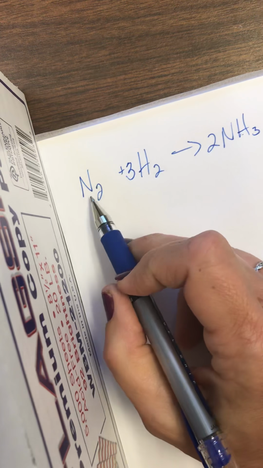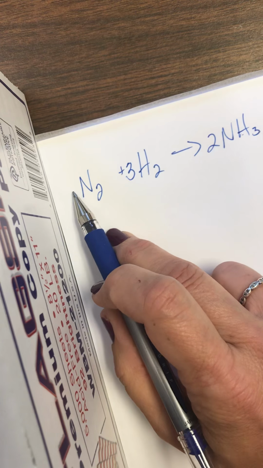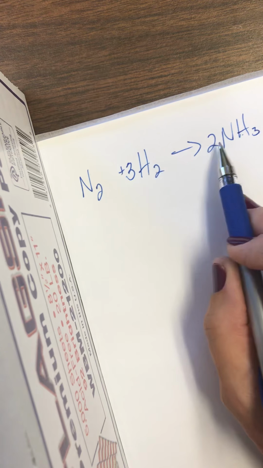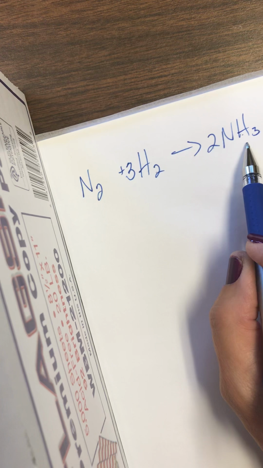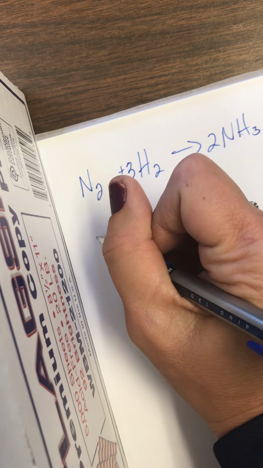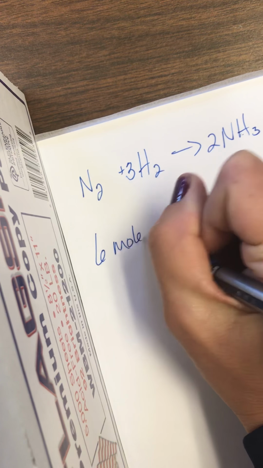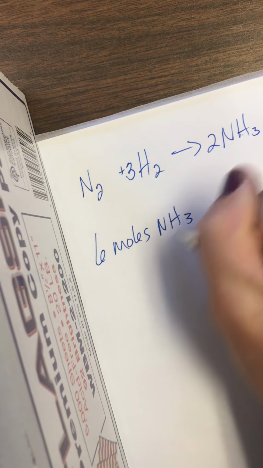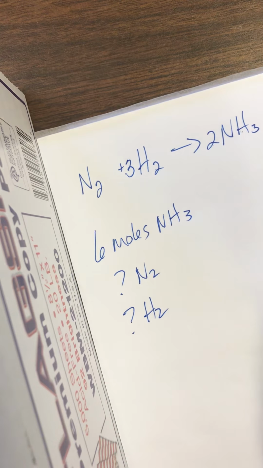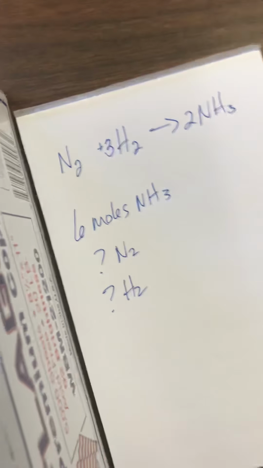So this recipe is telling me that if I have 1 mole of nitrogen and 3 moles of hydrogen, I can make 2 moles of ammonia. We use this quite frequently because there are questions that say, what if I made 6 moles of NH3? How much N2 would I need and how much H2 would I need? So what you do is you set up your mole conversion.